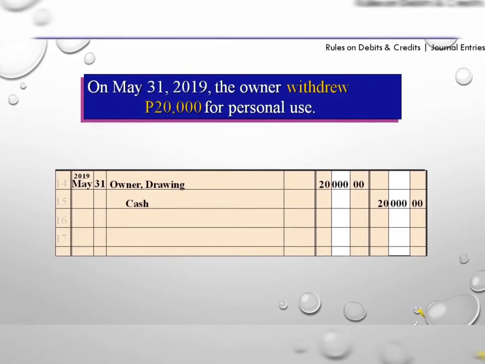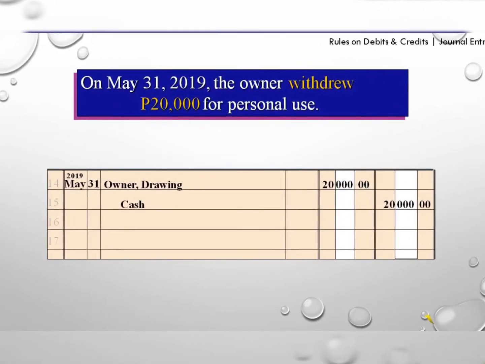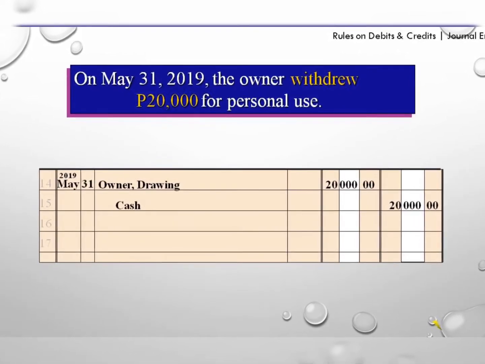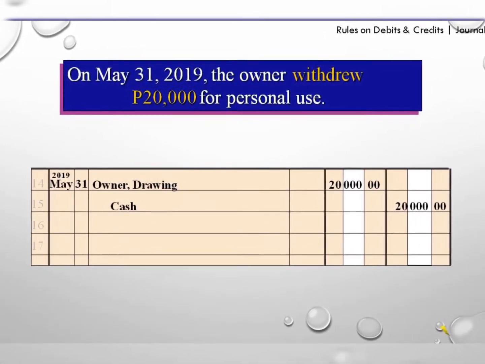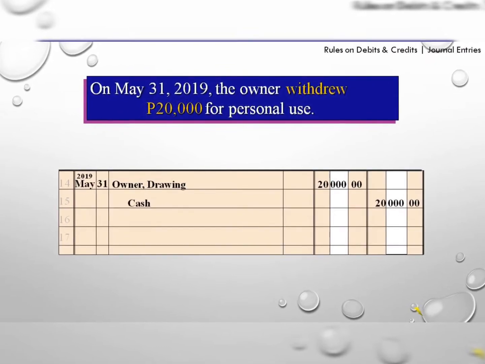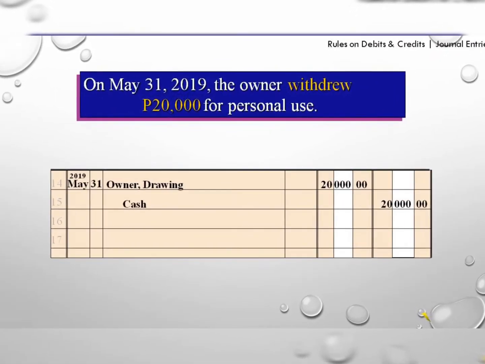On May 31, 2019, the owner withdrew 20,000 cash for personal use. Journal entries: owner's drawings debited, cash credited.